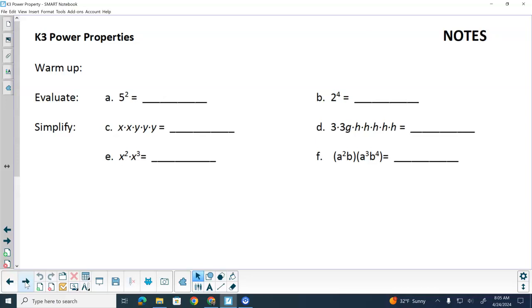25, because really it means what? Yeah, exactly. It really means 5 times 5. And so we're going to say that that is 25.